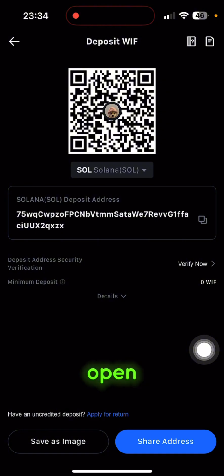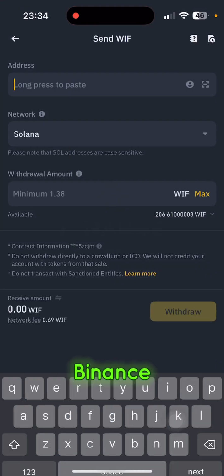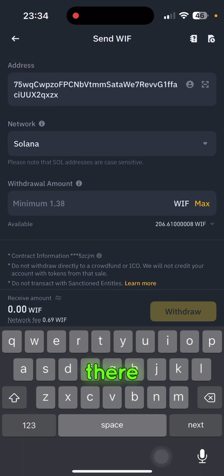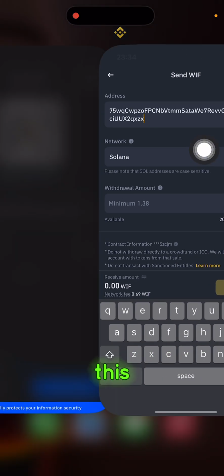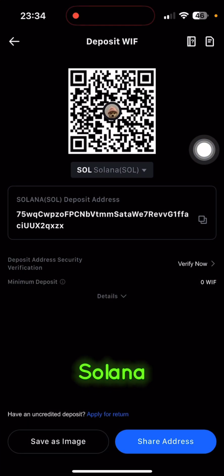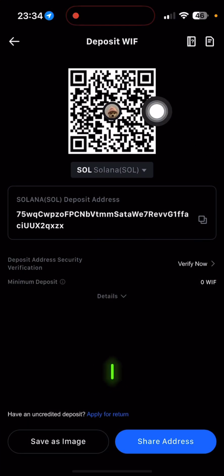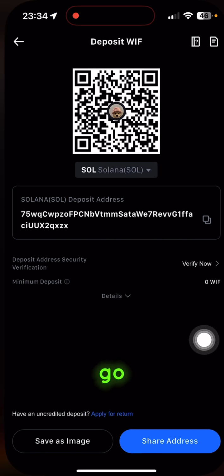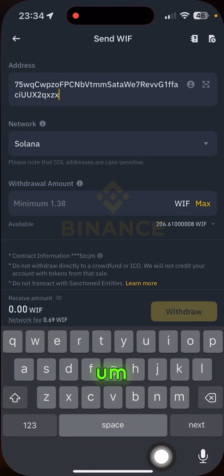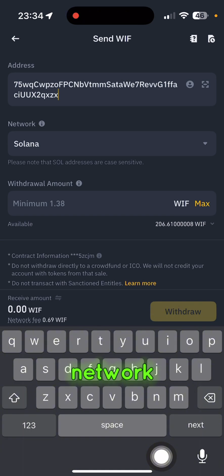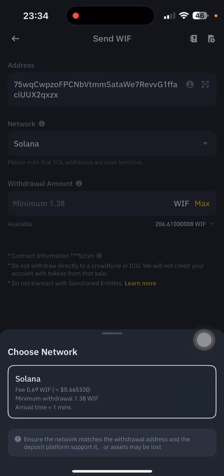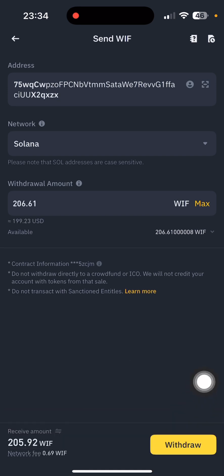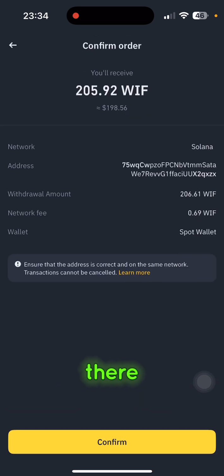Then I'll open up Binance. Let me paste it right there. And then let it be on Solana, because this is the same Solana of WIF, okay, so it can go through. You have to verify this network withdrawal. So the fee currently is at 66 cents. Let's make that quick withdrawal there.